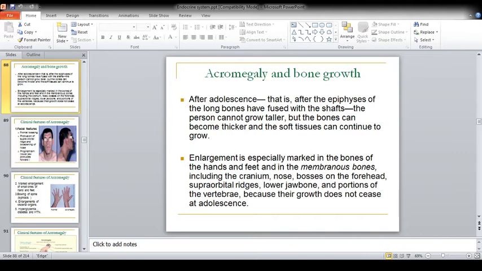So the hands and feet, because they are small bones, membranous bones, and they do not have epiphyses, they can grow to huge proportions due to action of this excessive growth hormone. So the membranous bones and the smaller bones in the hands and feet, and membranous bones including the cranial bone, the nose, the bosses on the forehead, the supraorbital ridges where eyelashes are present, the lower jawbone and portions of the vertebrae grow exponentially due to effect of growth hormone, and they do not stop growing because their growth is not ceased at adolescence.